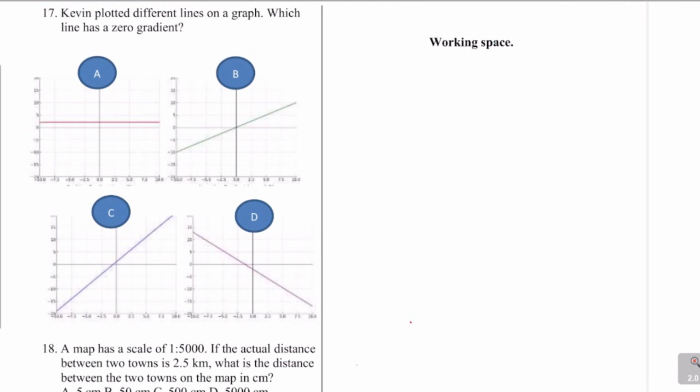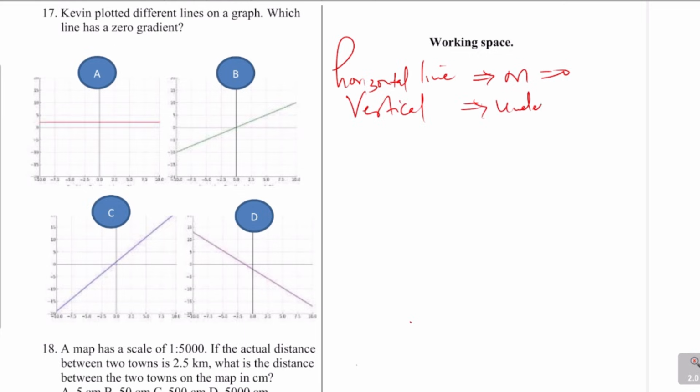Question 17. Kevin plotted different lines on a graph. Which line has 0 gradient? The line that gives 0 gradient is a horizontal line. So for a horizontal line, the gradient is 0. What about a vertical line? The gradient of a vertical line is undefined.